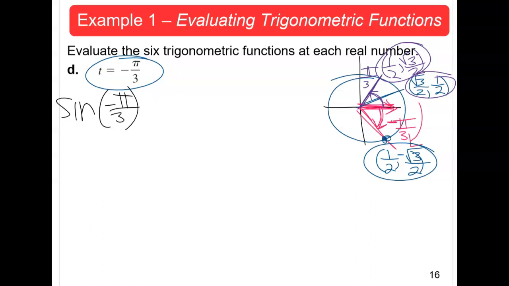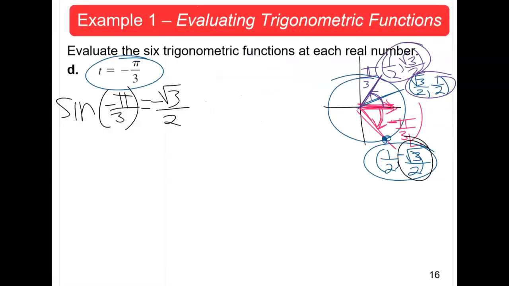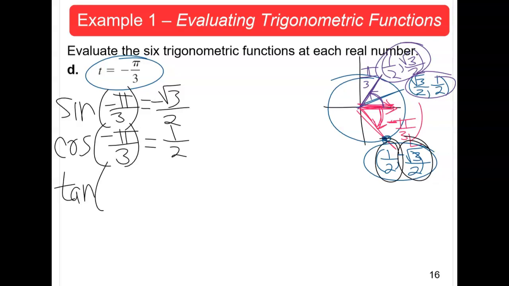So the sine of -pi/3 will be equal to the y coordinate here, which is negative square root of 3/2. And for the cosine of -pi/3, we're going to have the x coordinate, which is +1/2. For the tangent of -pi/3, we're going to have the y coordinate, so that will be negative square root of 3/2 divided by 1/2.